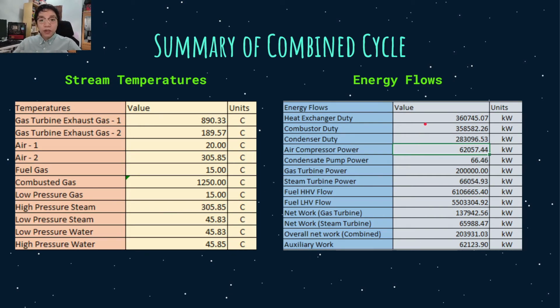On the right side, we also have the energy flows. The heat exchanger duty, the combustor duty, and the condenser duty were all mentioned in the previous slides. But some notable additions in this simulation are that our higher heating value for our fuel is at 6,106,665 kilowatts, and we also have a lower heating value for our fuel, which is at 5,503,304,000 kilowatts.